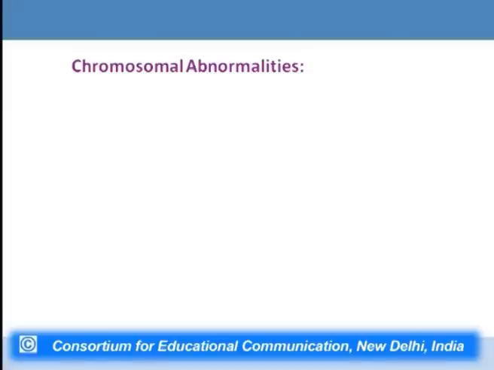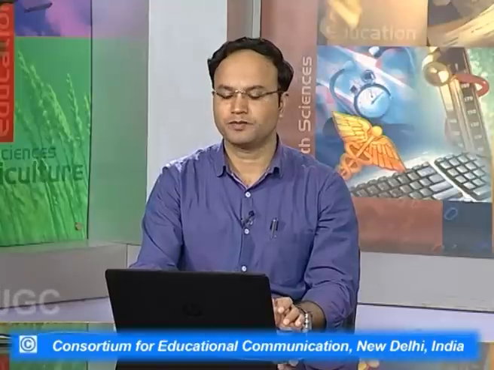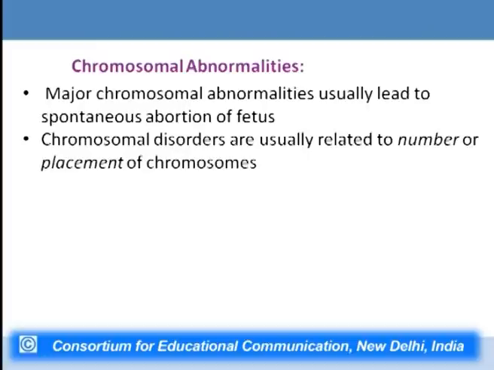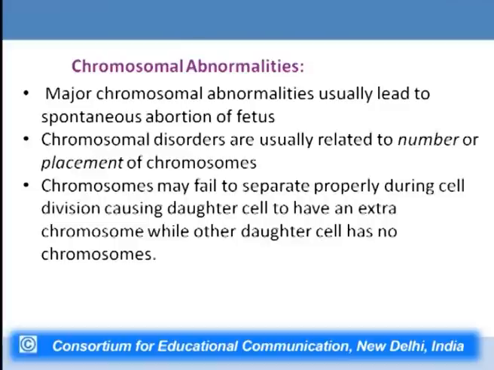Now, coming to chromosomal abnormalities, that is abnormalities in chromosome, how they lead to development of anomalies in the embryo. Most of the chromosomal abnormalities lead to abortion of the fetus, but there are certain abnormalities which will not cause abortion of the fetus but lead to formation of an embryo which is anomalous or which is having a large number of malformations. Now, the chromosomal disorders are related either to the number of the chromosome or to the structure of the chromosome.